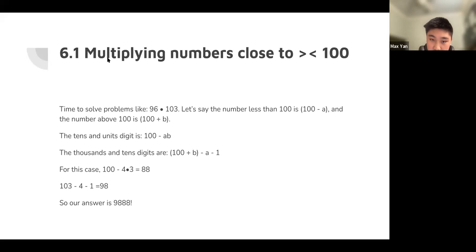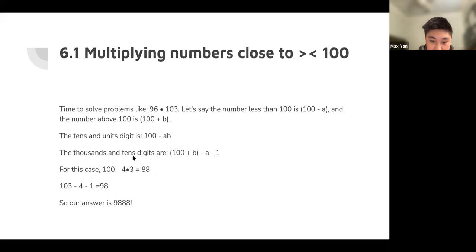Now we multiply one number that's close to 100 but less than it, and one number that's above 100 but close to it. So try and solve a problem like 96 times 103. Let's say the number less than 100 is 100 minus a, and the number above 100 is 100 plus b. The tens and units digits are 100 minus a times b. So for this one, it would be 4 times 3, that's 12. 100 minus 12 is 88.